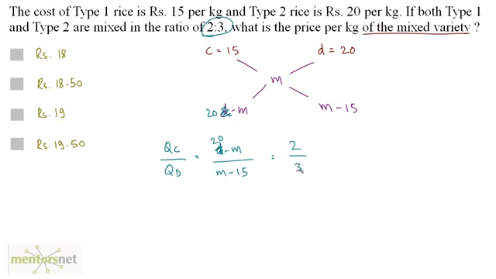So this is 2/3. So if we solve this, I have 20 times 3 is 60 minus 3m is equal to 2m minus 2 times 15 is 30. So we have 60 plus 30, that's 90, is equal to 2m plus 3m, that's 5m. So therefore m is equal to 90/5, and that's 18. So the price per kg of the mixed variety is 18 rupees per kg, and that is option A.